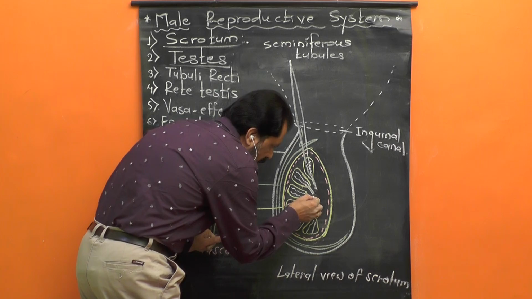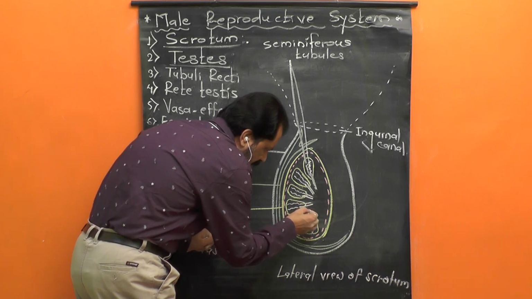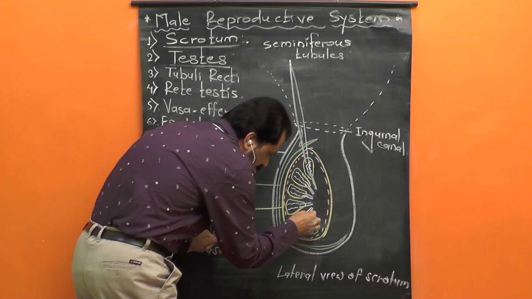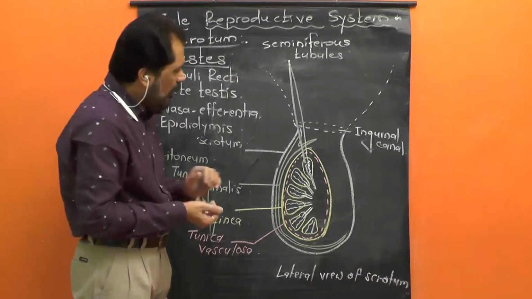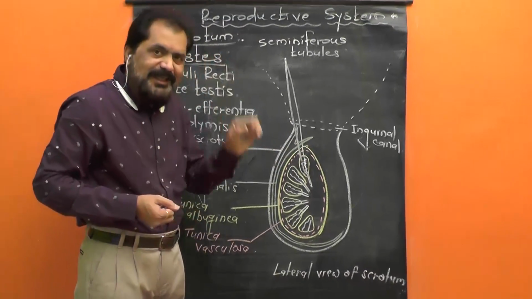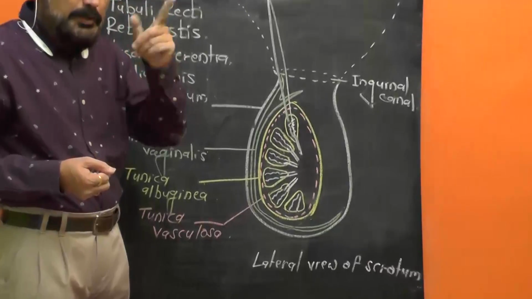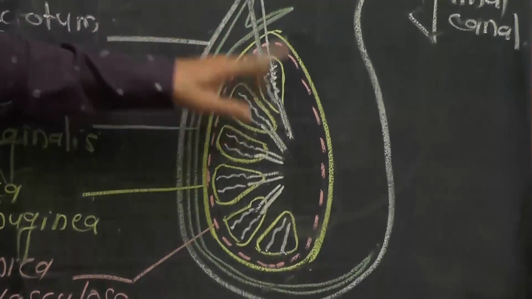Look, these are the short and straight tubes. How are these formed? These tubes are formed by the fusion, by the union of the seminiferous tubules present in each lobule. I am going to repeat. The seminiferous tubules present in each lobule.